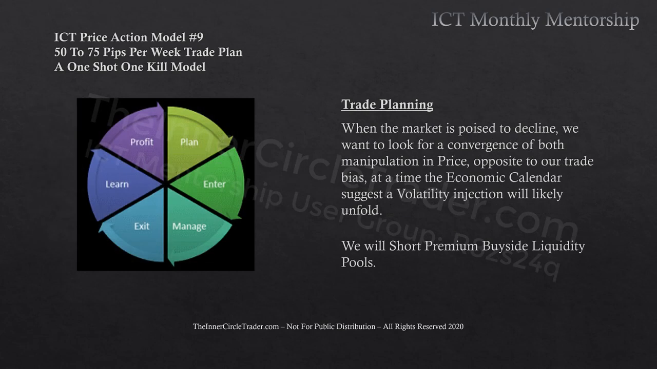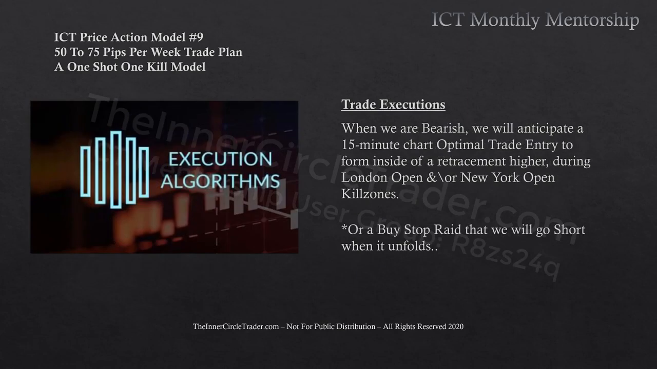Trade planning. When the market is poised to decline, we want to look for a convergence of both manipulation and price opposite to our trade bias at a time the economic calendar suggests a volatility injection would likely unfold. We will short premium buy-side liquidity pools. When the market is poised to rally, we want to look for a convergence of both manipulation and price opposite to our trade bias at a time the economic calendar suggests a volatility injection will likely unfold. We will buy discount sell-side liquidity pools.